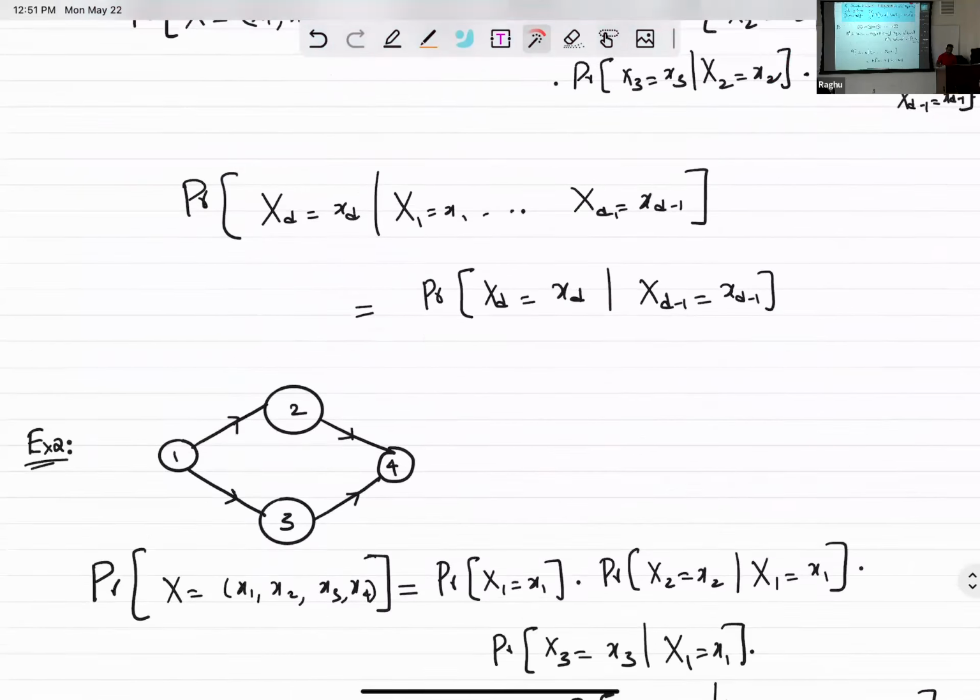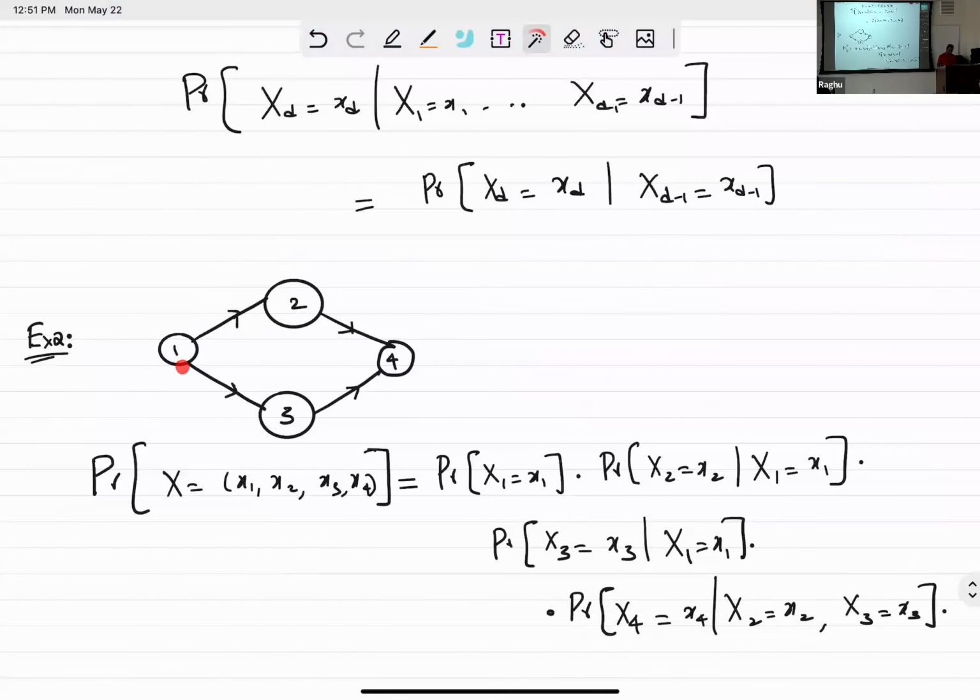Okay. And the same thing here. So for 1, there's nothing. For 2, the only parent is 1. For 3, the only parent is 1. For 4, 2 and 3 are parents. Okay.